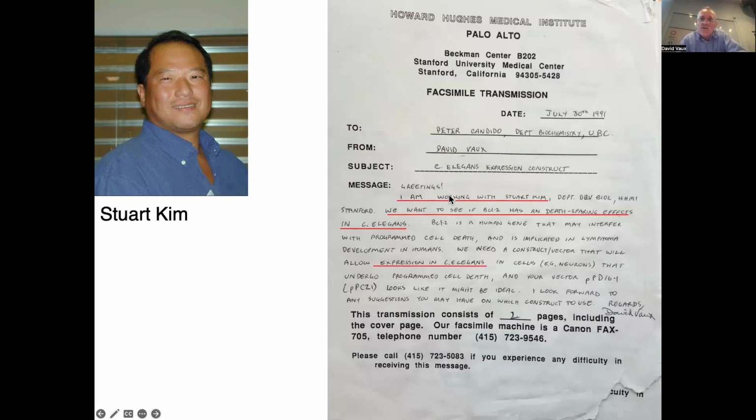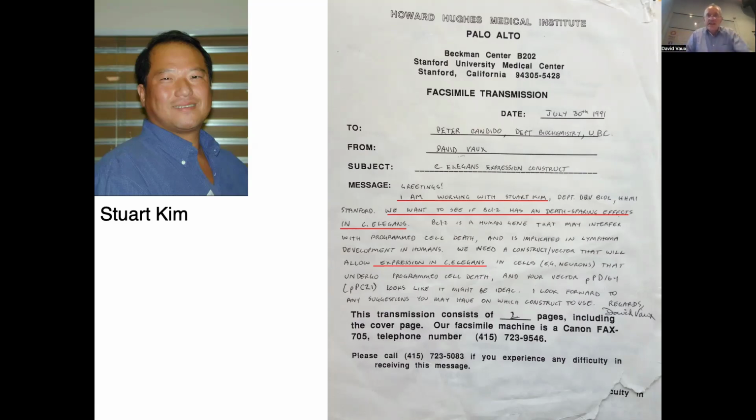And so I said, greetings, I'm working with Stuart Kim at Stanford. We want to see if human BCL2 has any death-sparing effects in C. elegans. BCL2 is a human gene, may interfere with programmed cell death, blah, blah, blah, implicated in lymphoma in humans. We need a construct or a vector that will allow expression in C. elegans, blah, blah, blah. The one that I think looks like it might be ideal is this one called PPD6-1. Can you send me some DNA?